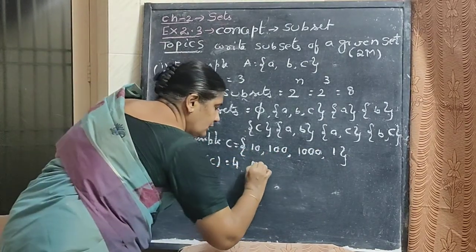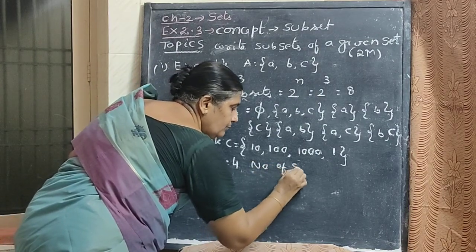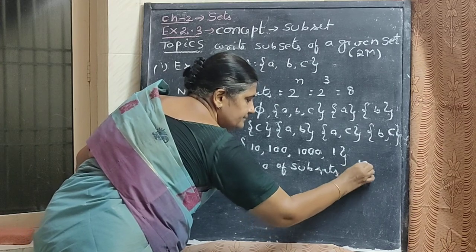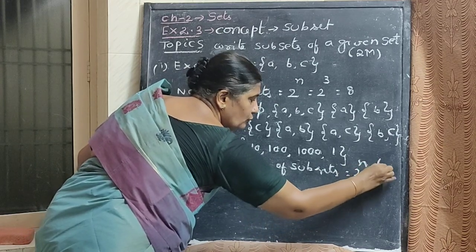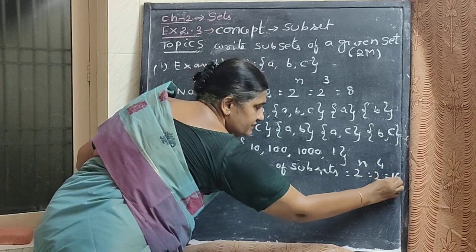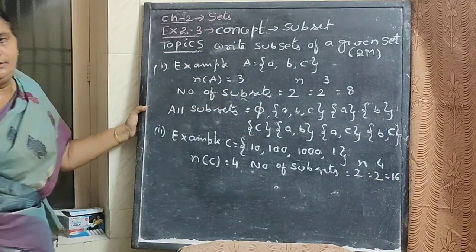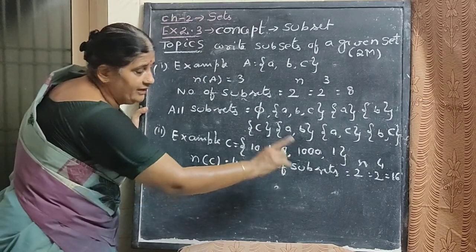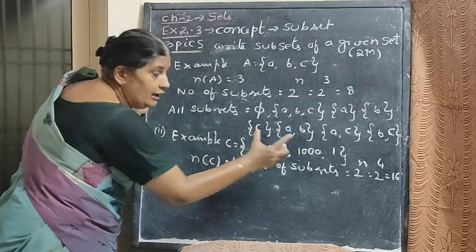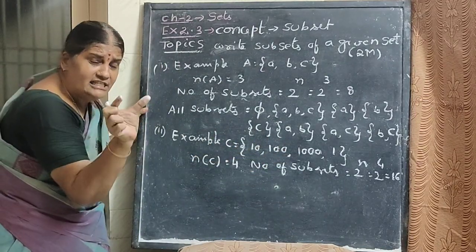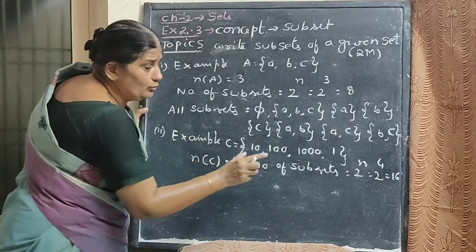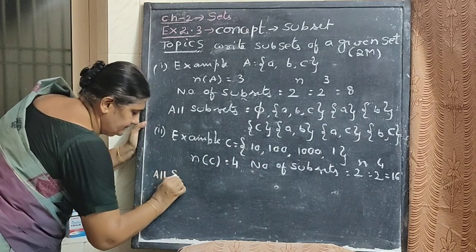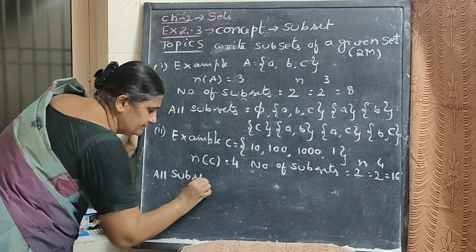What is the number of subsets formula? Number of subsets is equal to 2 power n. That means 2 power 4, which is equal to 16. 16 will come. Do you understand or not? What is the formula for subsets? 2 power n. For this set, 16 subsets will come. So, how to write all 16 subsets? Very, very important.